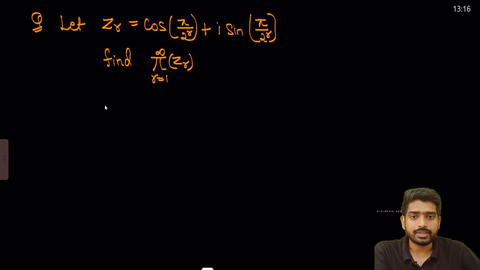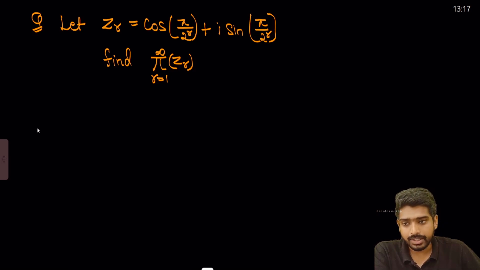So this lecture will start with one question. In this question, they gave a complex number z_r, which is equal to cos(pi/2^r) plus i sin(pi/2^r). Find the continued product, r equals 1 to infinity, of z_r.